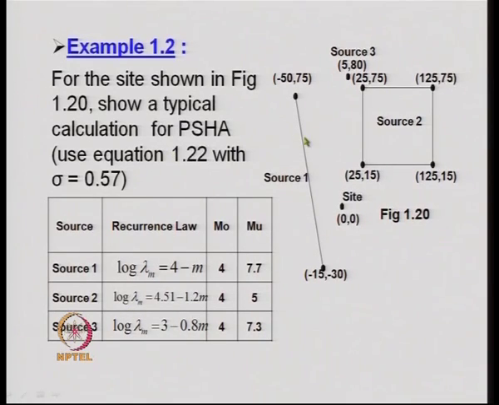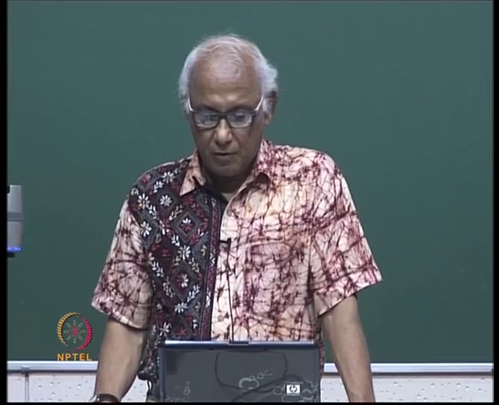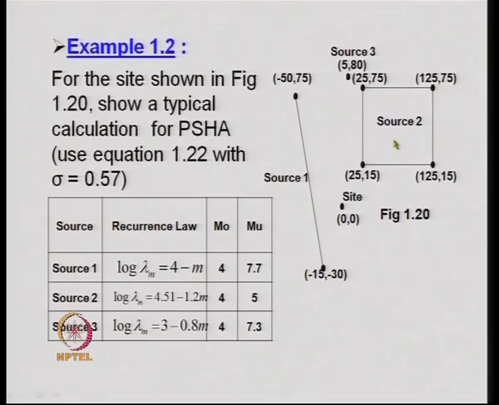Now, for each source we can calculate the epicentral distance, assuming that for the line source and the area source the earthquake has an equal probability of occurrence at every point, or in other words, we assume the distribution of the occurrence of earthquake over the line source or in the area source is uniformly distributed.